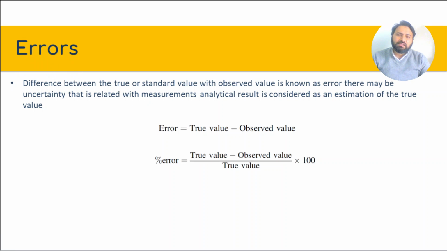Errors are the uncertainties in the result of an analytical method. When we get uncertainties in the analytical result, this can be the error. These errors can be avoidable errors or unavoidable errors.